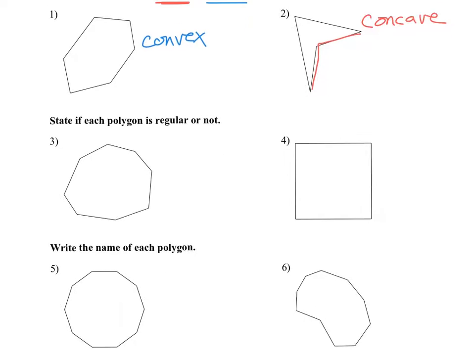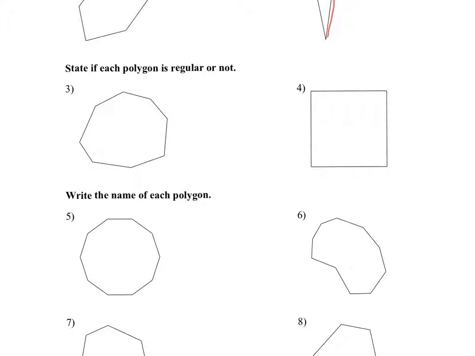Okay, the next one. Regular or not. What's regular mean? Let's give a definition here. Regular means all sides and angles are congruent, or equal. Now, number three is not, and it's pretty obvious to see that this side is a lot longer than that side. So that one is not regular.